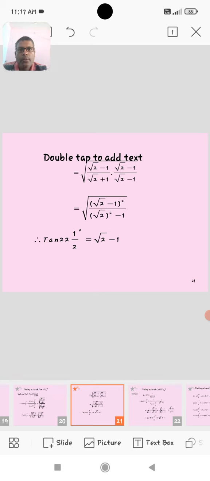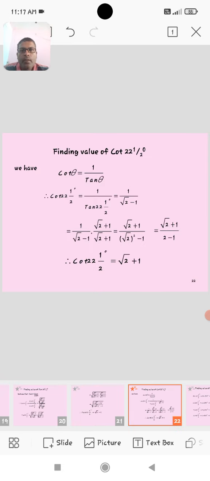Now we have to multiply, we get square root of root 2 minus 1 by root 2 plus 1 into root 2 minus 1 by root 2 minus 1. That is equal to square root of root 2 minus 1 whole square by root 2 whole square minus 1. We get tan 22 and half is equal to root 2 minus 1.